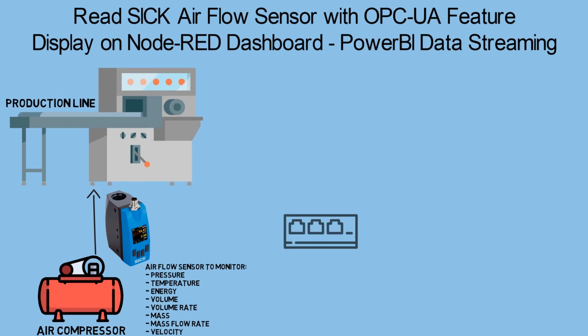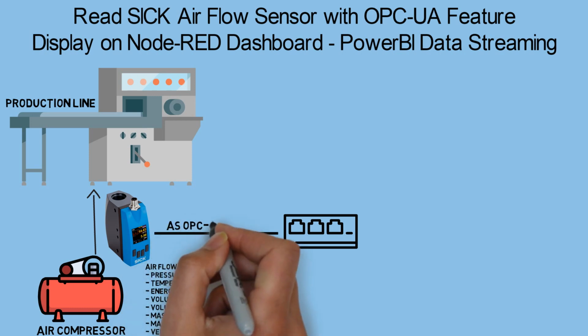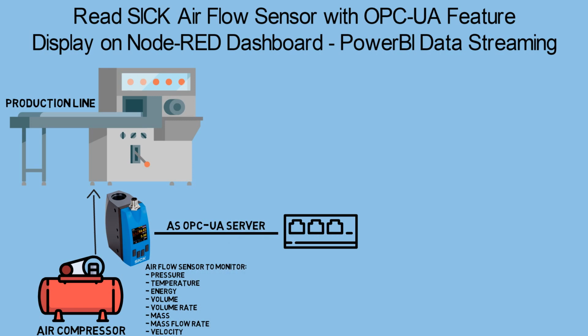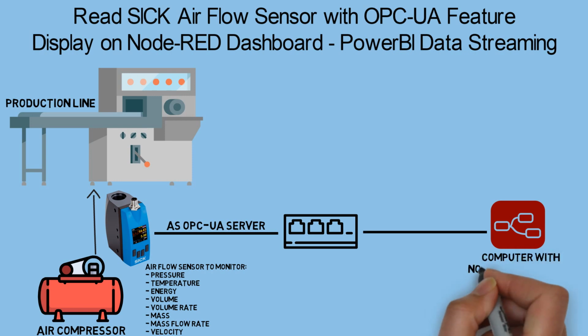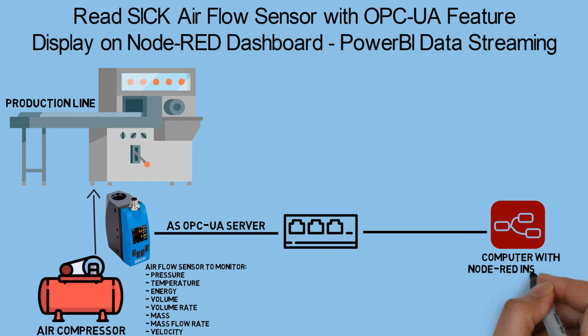The SiC airflow sensor can be powered simply by a PoE switch, and can connect to the network. With the OPC UA feature, this sensor can act as an OPC UA server, making it easy to retrieve its data. By using Node-RED installed on a computer connected to the network, similar to the previous video, we can retrieve real-time variable values from the sensor.